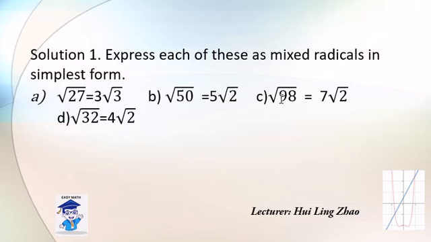Number C, the square root of 98, and we know 98 equals 49 times 2, so the answer is 7 times the square root of 2. And the last question, the square root of 32, and 32 equals 16 times 2, so the answer is 4 times the square root of 2.